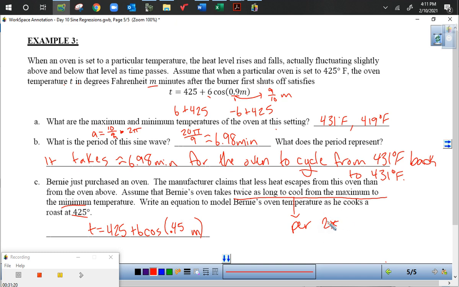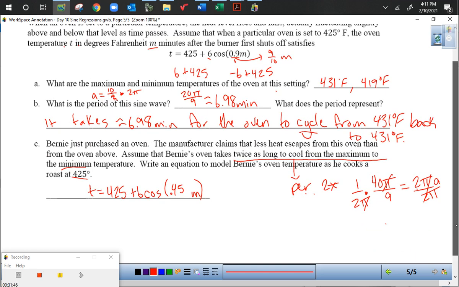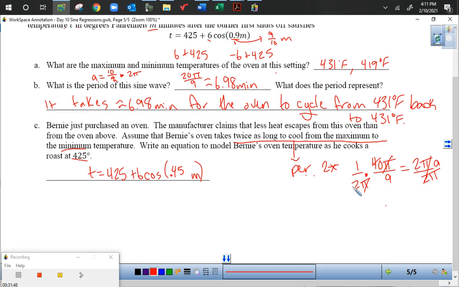Okay, how you would calculate this by hand is if the period is twice as long, you would use 40 pi over 9 and use that to solve for A. Okay, remember we're dividing by 2 pi. Fine on this side, not fine on this side. We'll call it 1 over 2 pi. Then we can go ahead and reduce. This is 40 divided by 2 is 20 over 9. This would be the A value. So 9 over 20 would go in the equation. 9 over 20 is 0.45.